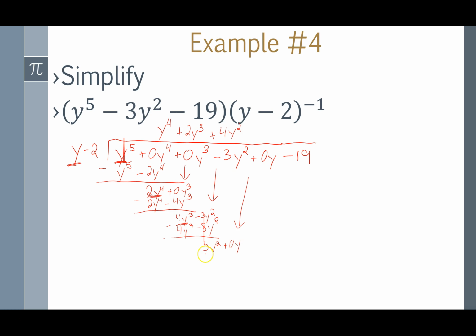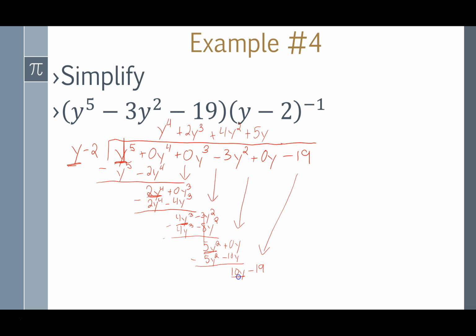Same thing. First terms, 5y squared divided by y is 5y. We multiply that, so we get 5y squared minus 10y. We subtract. The 5y squareds cancel. 0 minus a negative 10 becomes 0 plus 10, so it's positive 10y. And then we bring down negative 19.